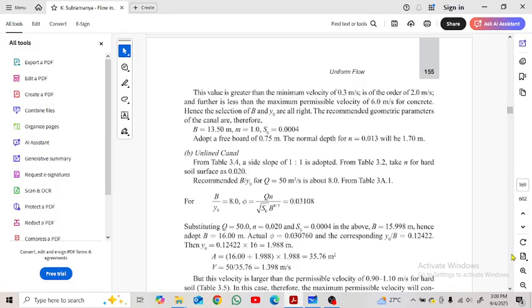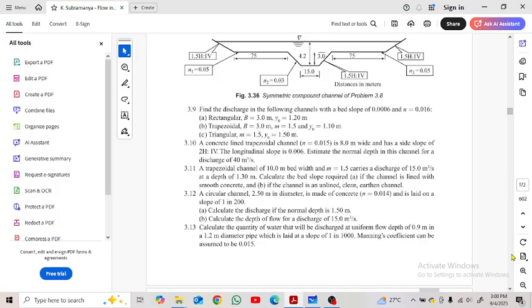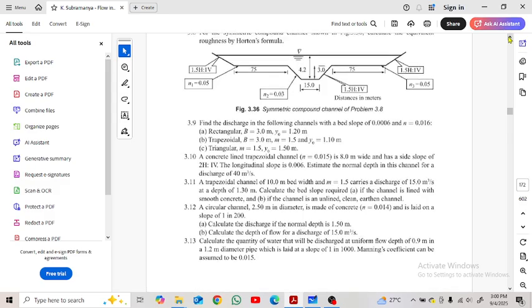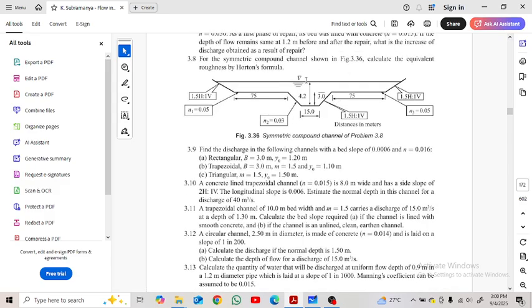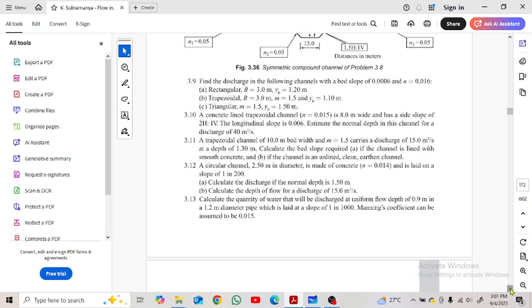Okay, let's get into the unsolved part of this one. I have already told you that this is an unsymmetrical compound channel section in which you can see different roughness coefficients, and you use the Horton-Einstein formula to get the equivalent Manning's N, and later on you can get the discharge by calculating the cross-sectional area and the wetted perimeter. Okay, so it's a very important one, 3.8, a very important question from this uniform flow chapter.